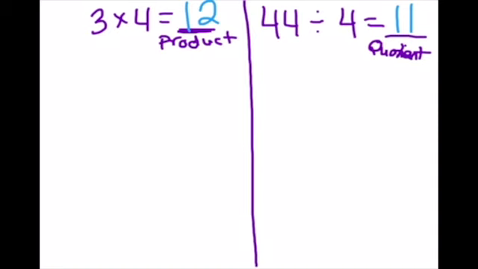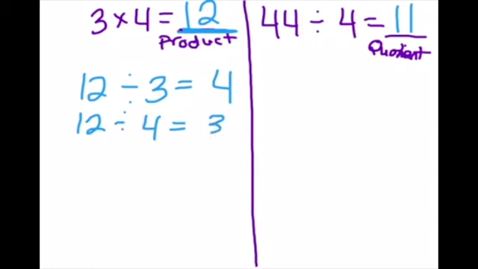Inverse operation means I'm going to switch my sign from multiplication to division. And now I need to put my numbers in the right order. So I know this is my big number, 12, so that should go in front of my division problem. And then I can do 3 or 4. I'll just do a 3. And that equals 4. You could have also written it as 12 divided by 4 equals 3.